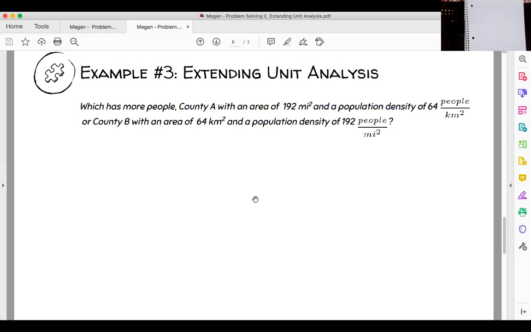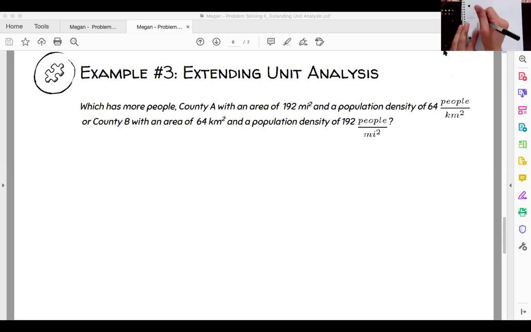Of course, we need to know a relationship between miles and kilometers. So before we do anything, we need to first find that value. It turns out that 1 mile is equal to 1.609 kilometers. So we're going to use that in order to make a conversion between square miles and square kilometers. For each one of these, for County A and for County B, our goal is to get our answer in people. So keep that in mind as you're doing your unit analysis.